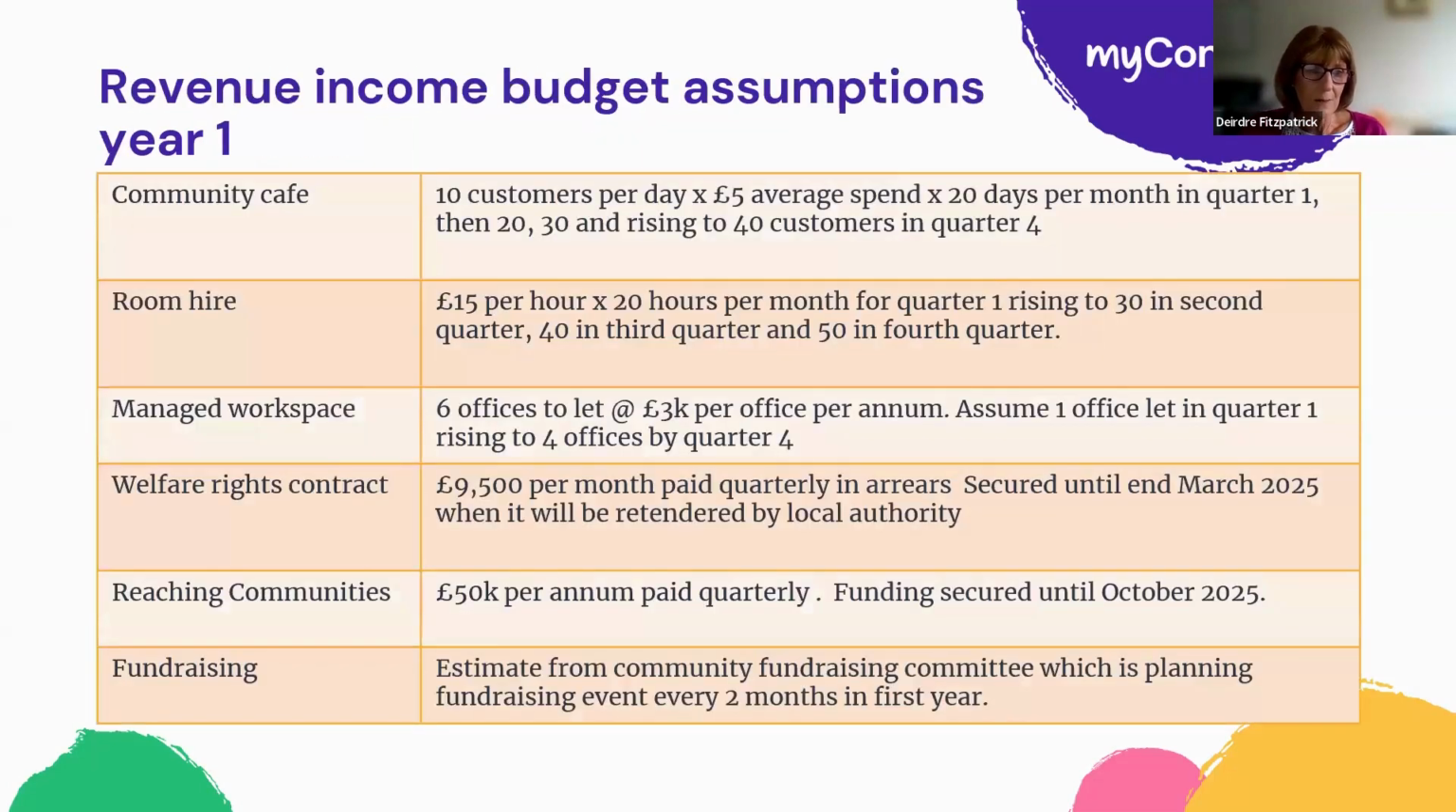So if we can give you an example, if you have an asset that you're going to use for different purposes. If you say your community cafe is going to bring in so much, you need to have the assumptions. So you're going to say, for example, we reckon we'd start off with 10 customers a day and they'll spend £5, 20 days a month in quarter 1. That will rise to 20, 30, 40 by quarter 4. And then you might say, over the next years, we maintain that.